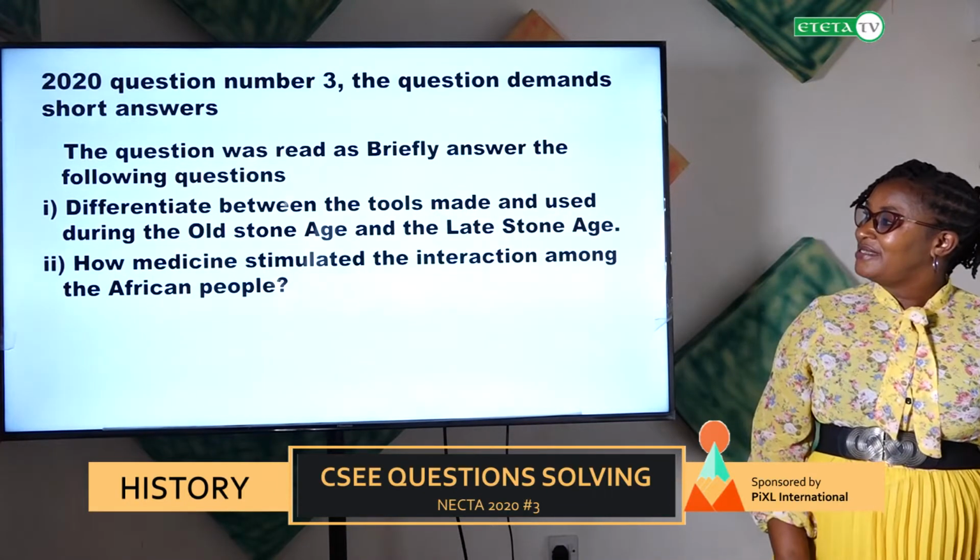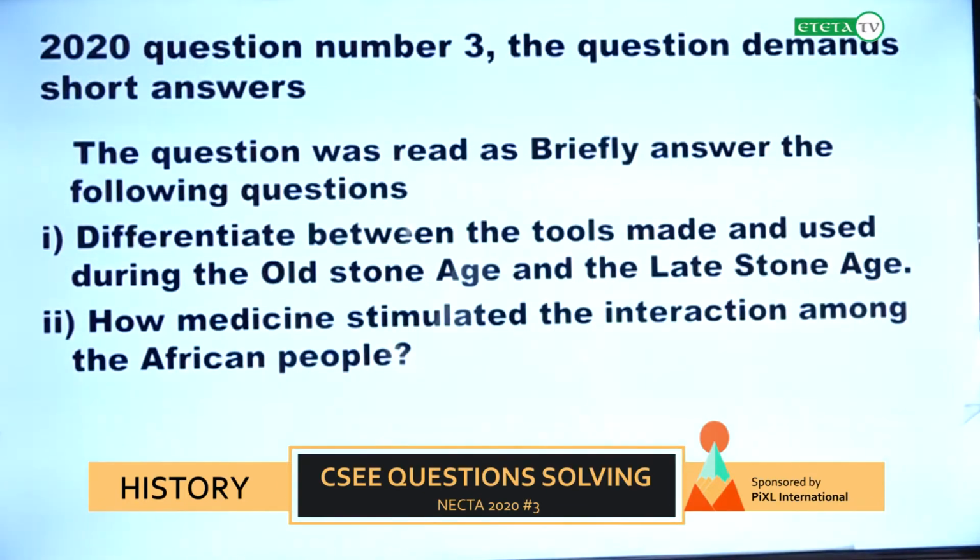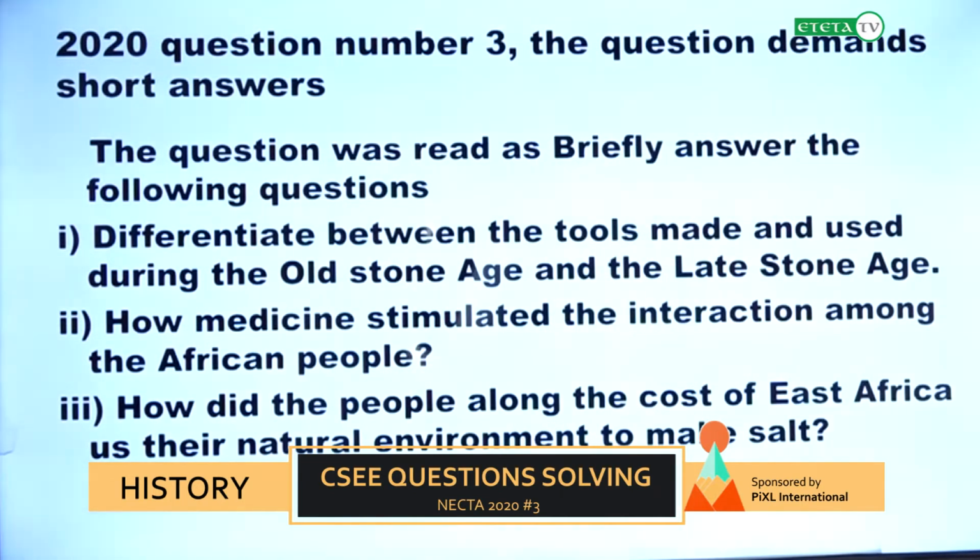The question was read as, briefly answer the following questions. Roman 1, differentiate between the tools made and used during the Old Stone Age and the Late Stone Age. Roman 2 was read as, how did medicine stimulate the interaction among the African people. Roman 3, how did the people along the coast of East Africa use their natural environment to make salt?